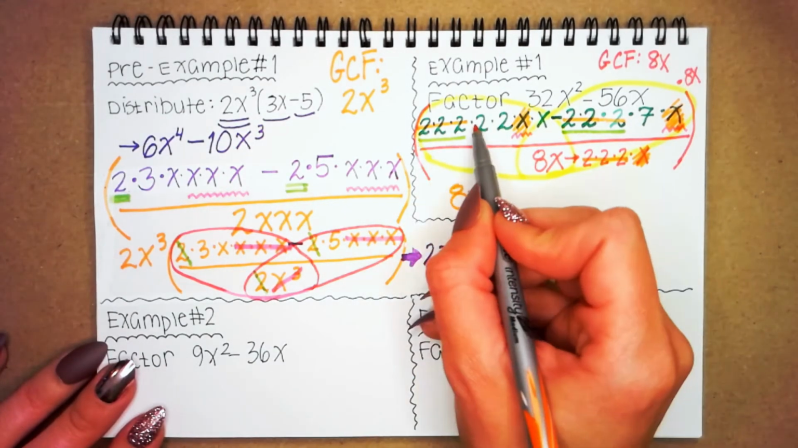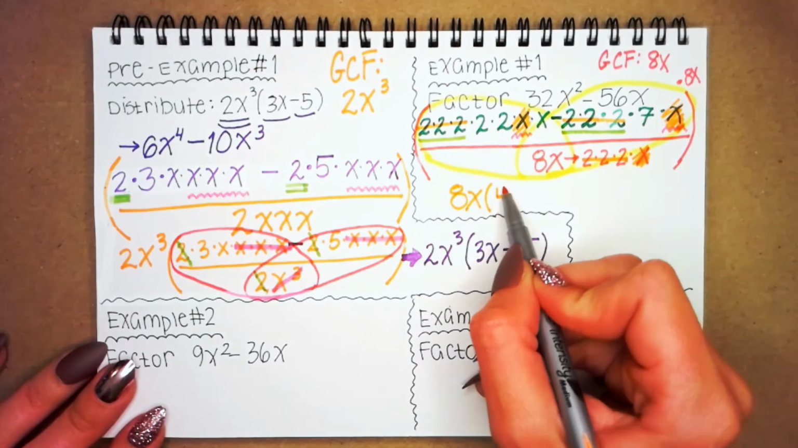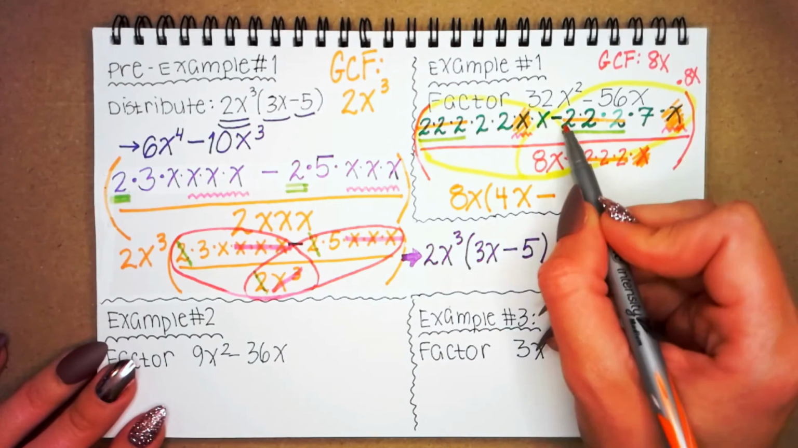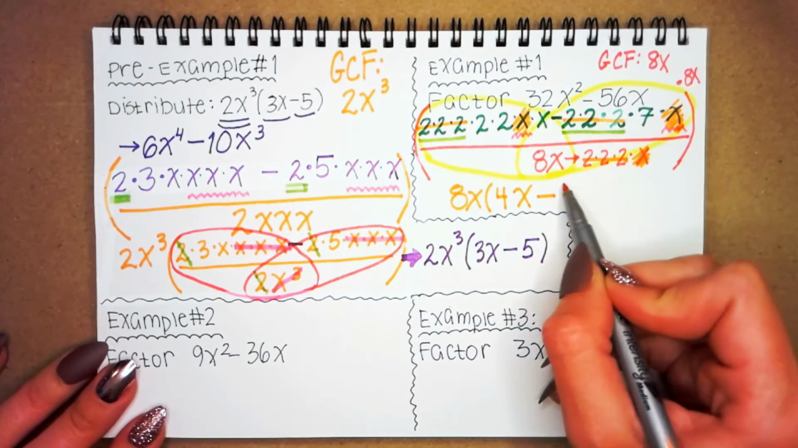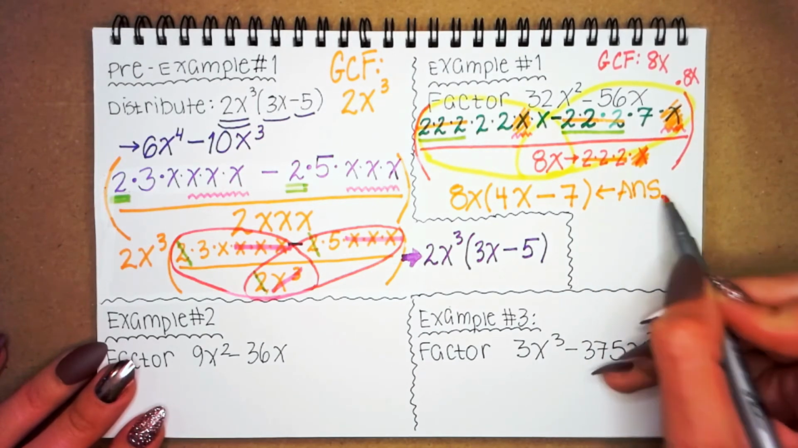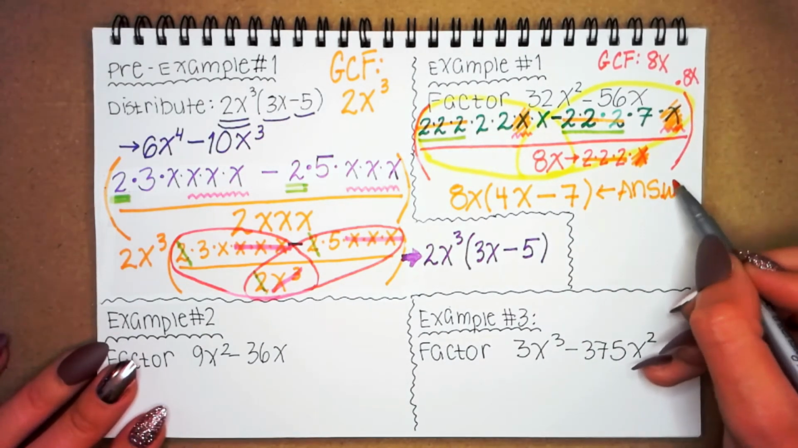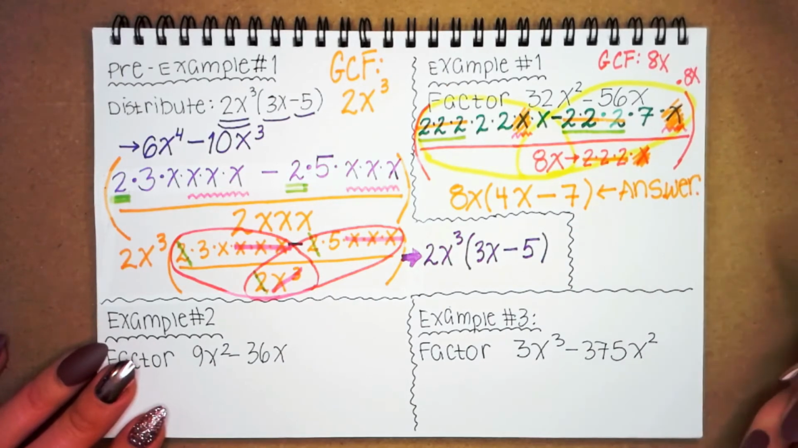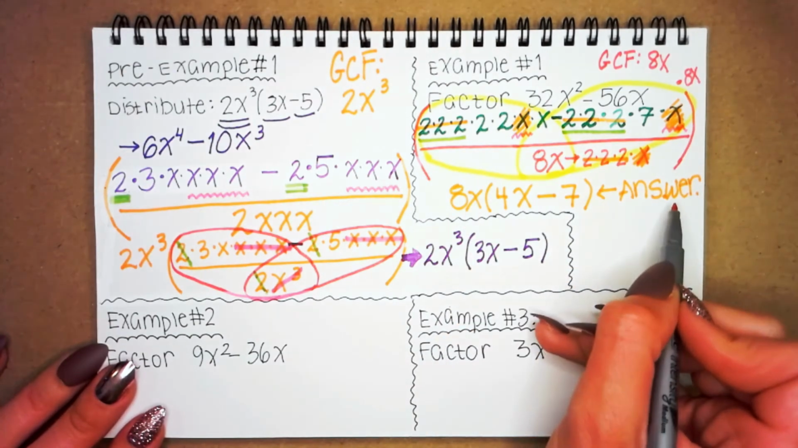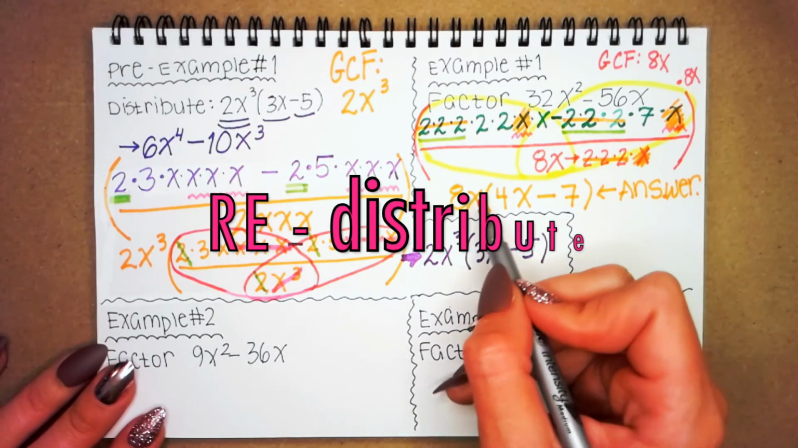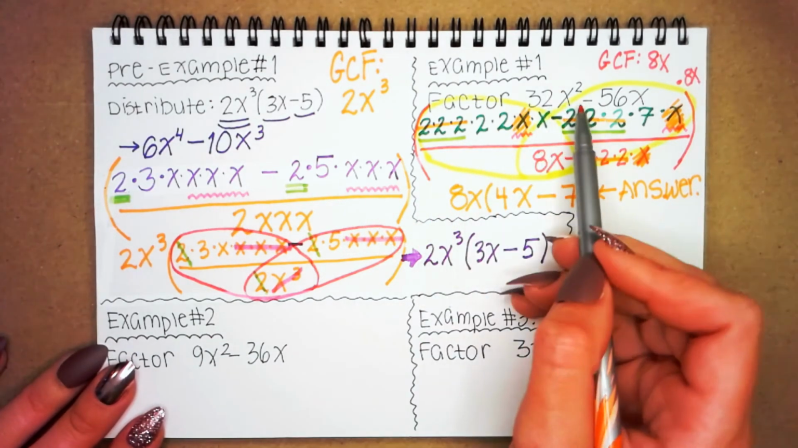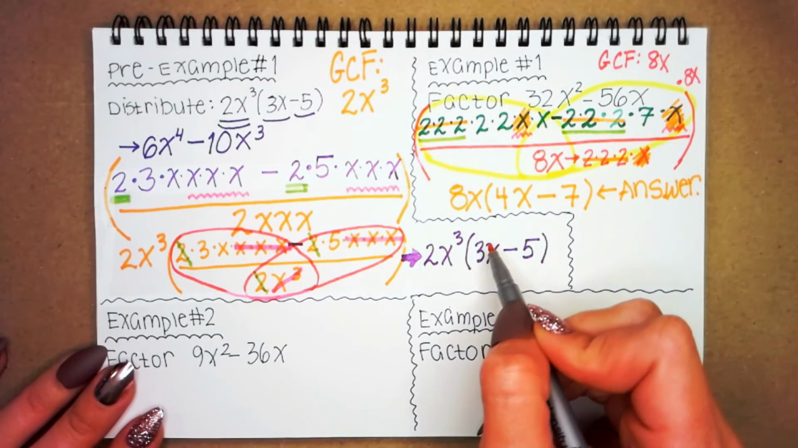Parenthesis. 2 times 2, which is 4, x minus 7. That's our answer. How can you go ahead and check if your answer is correct? All you need to do to check if your answer is correct for a factoring question is to redistribute what you just factored out. If you get back the original problem, then your answer is correct.